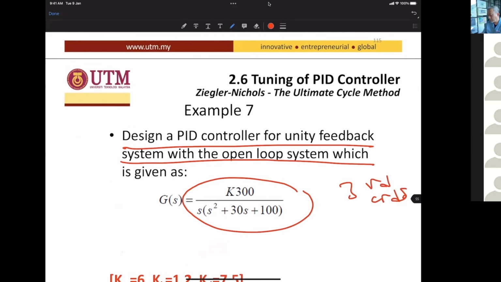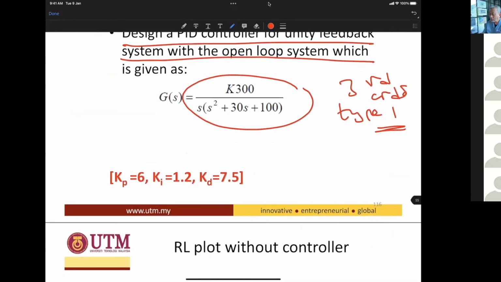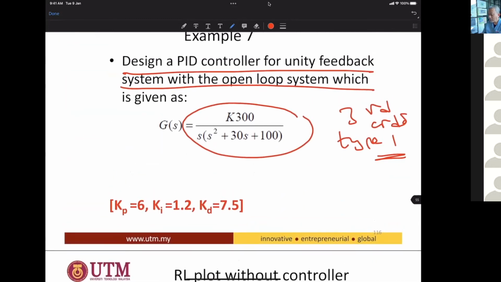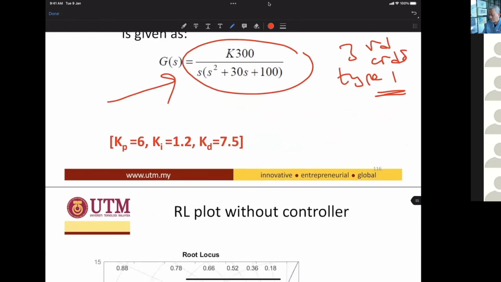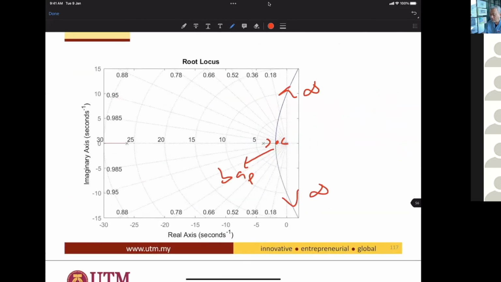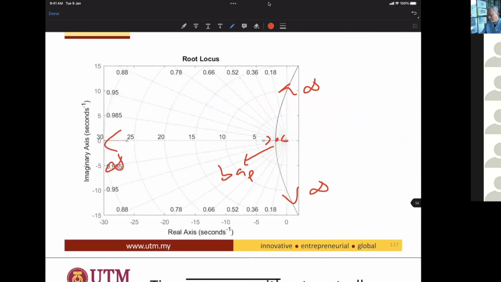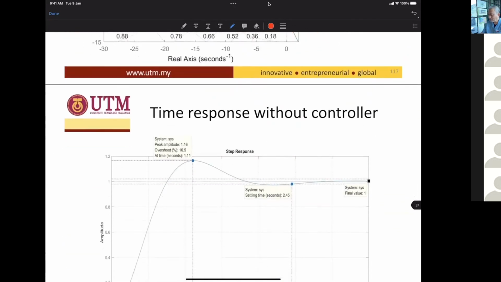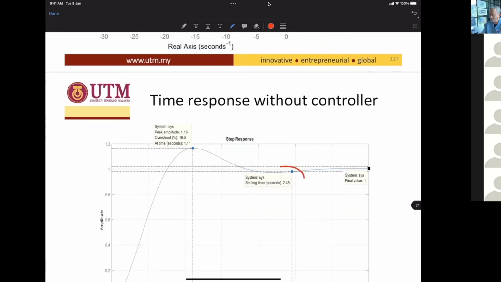Third order system, type 1. We are required to tune this PID controller for the open loop transfer function. So we draw the root locus plot. This is the root locus plot. Breakaway point. Ended at infinity. So the time response is shown here: 2.45 settling time, 1.11 peak time.